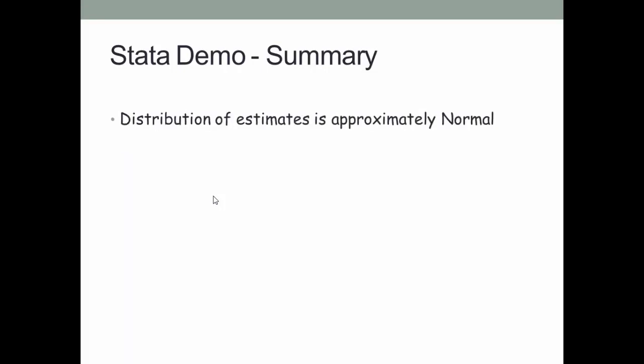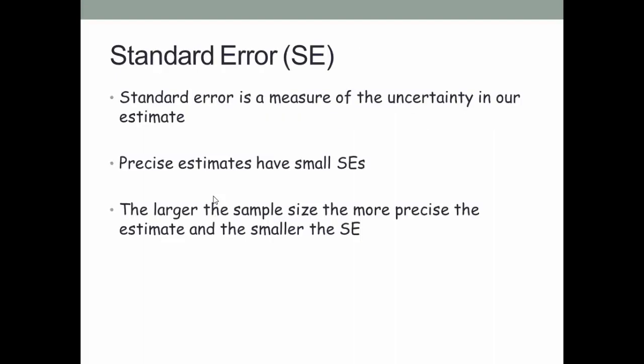And then finally there was the fact that the distribution of the estimates becomes approximately normal. So the distribution in this case of the sample averages, although it's more general than that, the distribution of the sample averages in this case becomes approximately normal. And we then talked about the fact that the estimates vary.